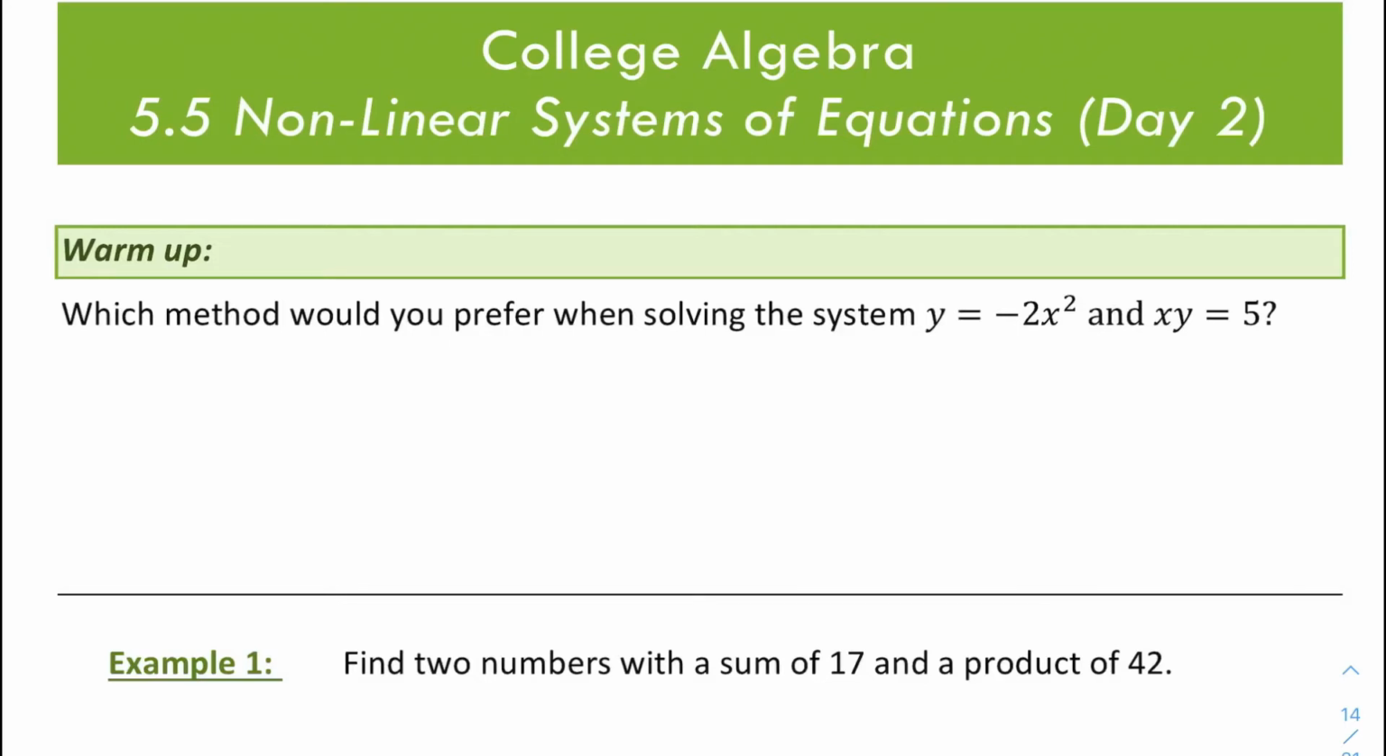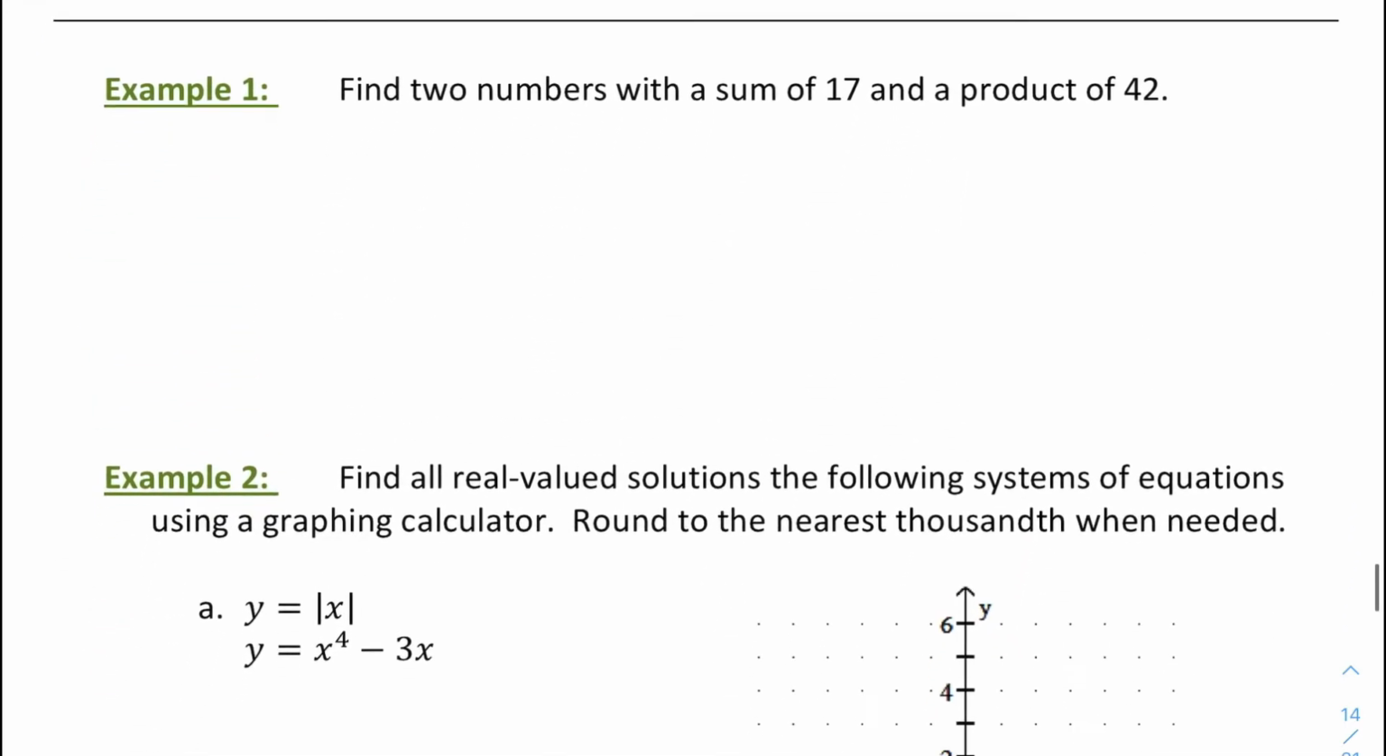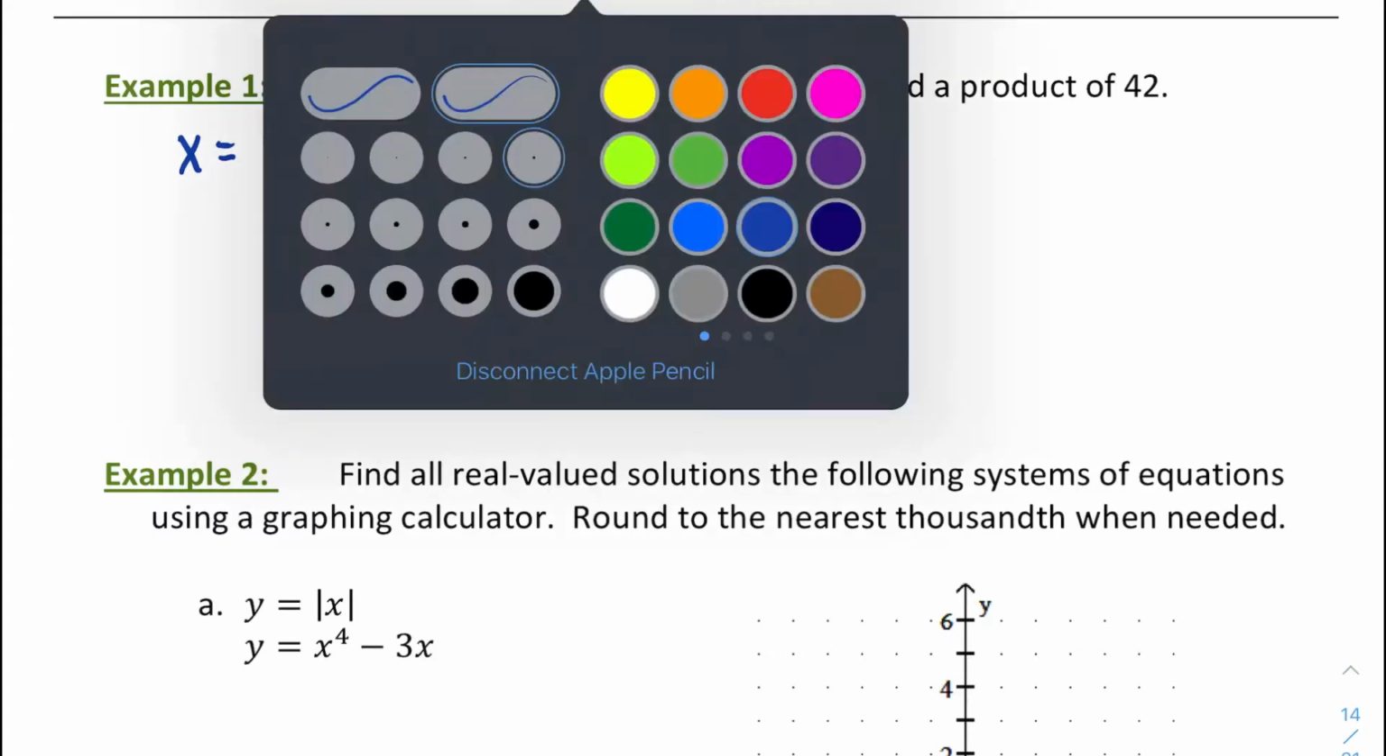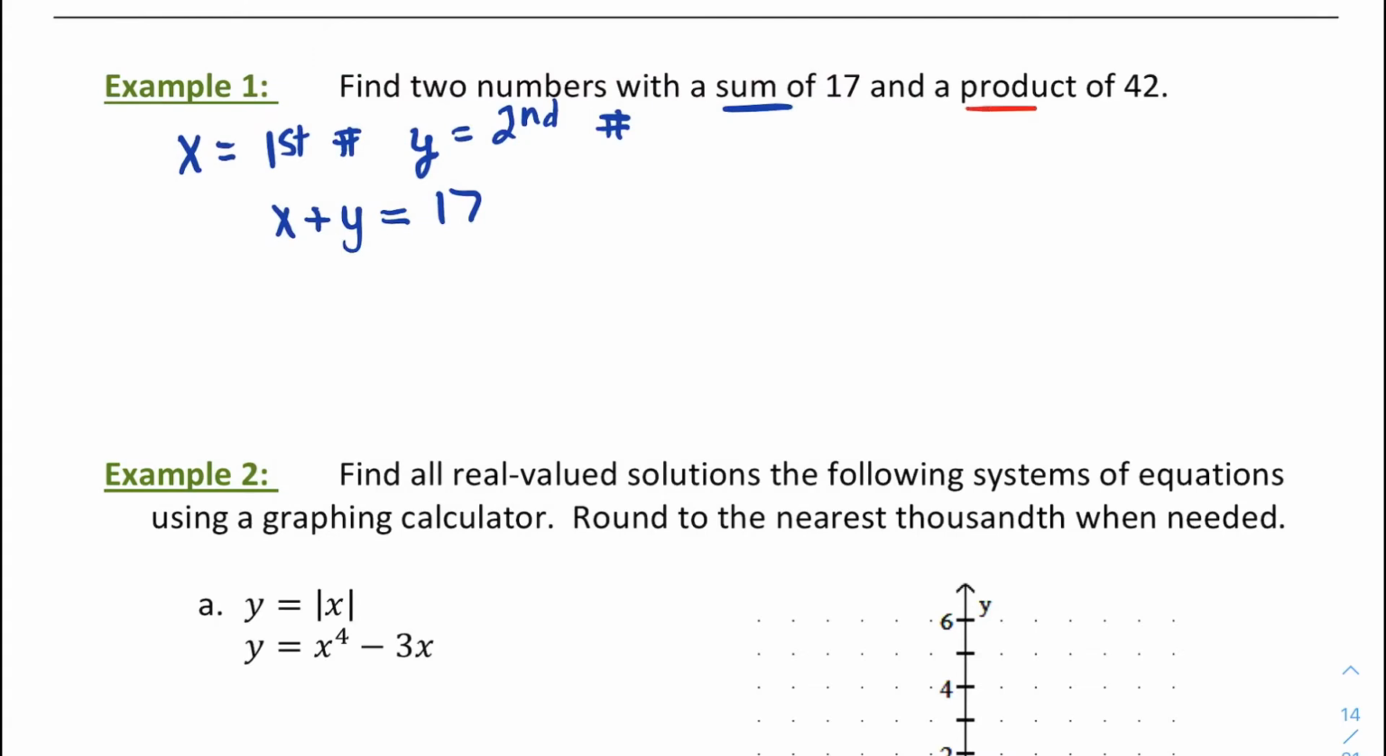Going to look some more at solving nonlinear systems of equations today. So first off, we're going to do a little word problem. We want two numbers that have a sum of 17 and a product of 42. So if we're talking about having a sum of 17, that means they need to add up to get you 17. And a product of 42 would mean that when you multiply them together, you're going to end up with 42. So there's our system of two equations.